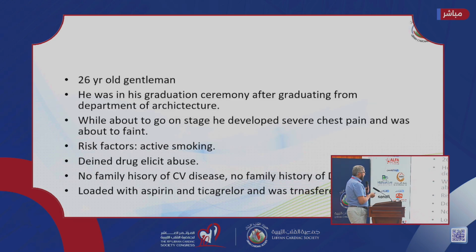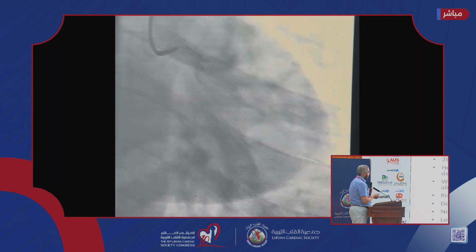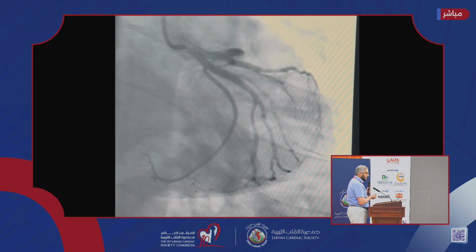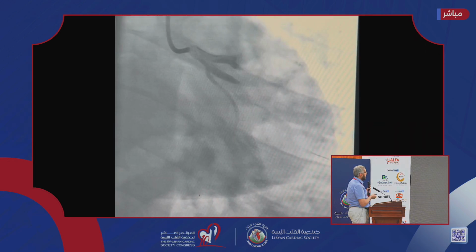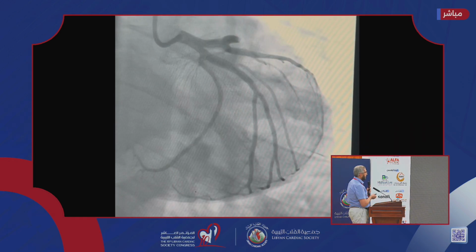He's an active smoker, but he denies illicit drug abuse. There's no family history of ischemic heart disease, no family history of DVT or PE. He was loaded with aspirin and ticagrelor, and was transferred to the cath lab. This was his coronary angiogram. As you can see, the left anterior descending artery is occluded at the beginning of the mid-segment.